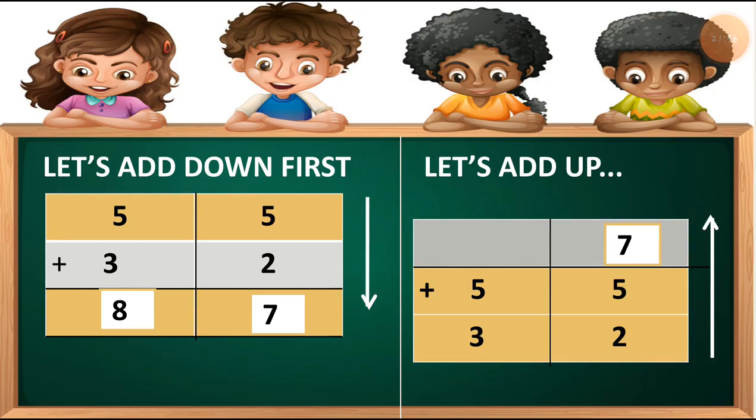Now let's move to the tens column, which is 3 plus 5. You can see here 3 plus 5. We take 3 first. So 3 plus 5 is equal to 8. So you can check the answer is the same on both sides, which is 87 and also 87. Downside also and upside also, the same answers will come. Then and only then your sum is right.